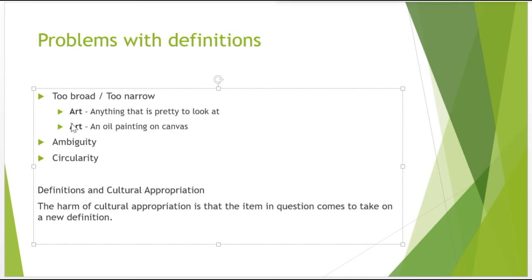Okay, so what I've done here is just created two definitions for the concept of art. You might define it as anything that is pretty to look at, or you might define it as an oil painting on canvas. And my suggestion is that this top definition is too broad and this bottom definition is too narrow. Well, what does that mean? So if this top definition is too broad, then that means that there are some things that will fit this definition, some things that are pretty to look at, but that are not actually art, that we already understand not to be art. So what might that be?